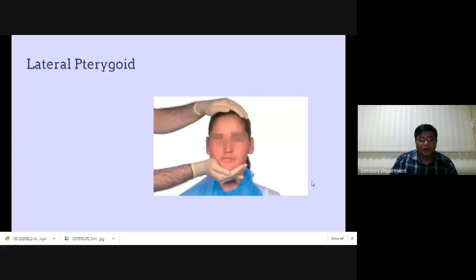And lateral pterygoid, you cannot palpate directly, but you can see whether there is pain in the lateral pterygoid by asking the patient to open the mouth while you are resisting it from the chin region. That activates the lateral pterygoid. If there is a lateral pterygoid spasm, it gives a very sharp pain.